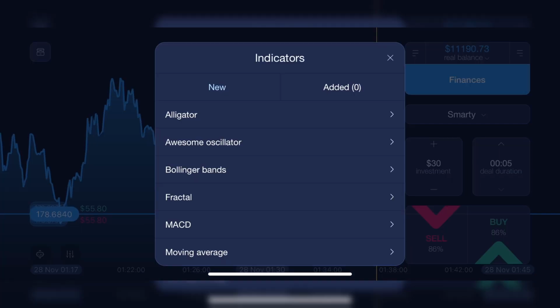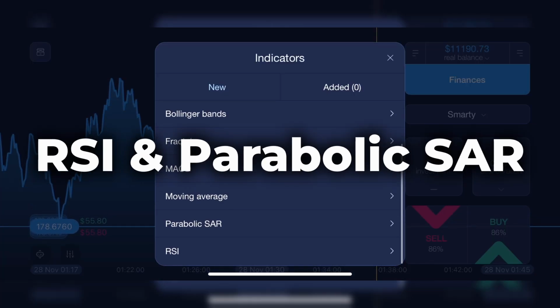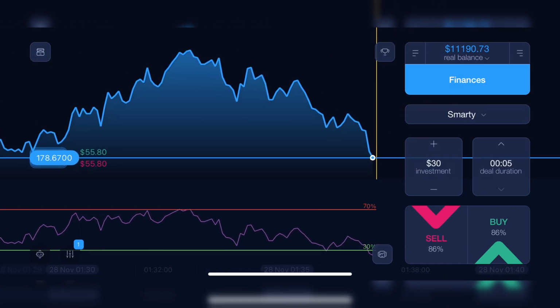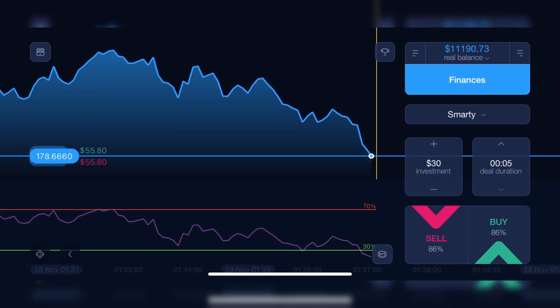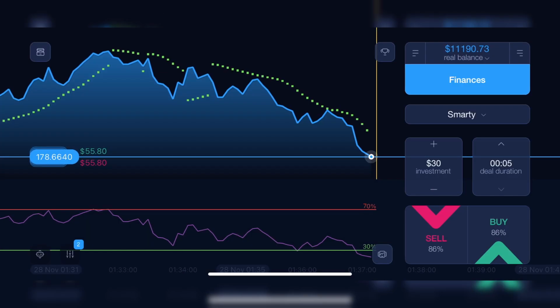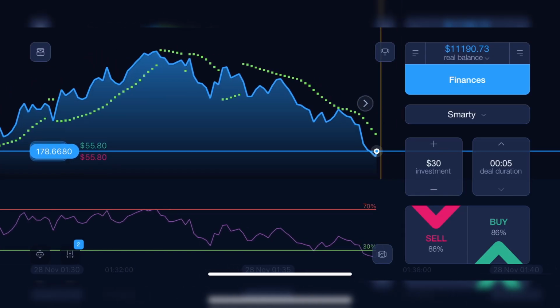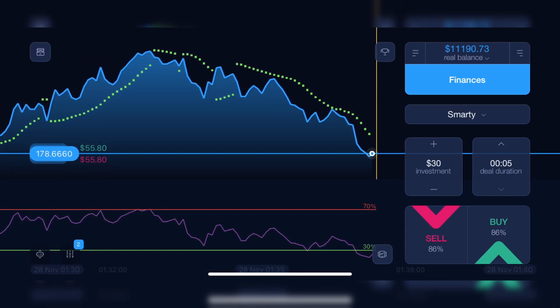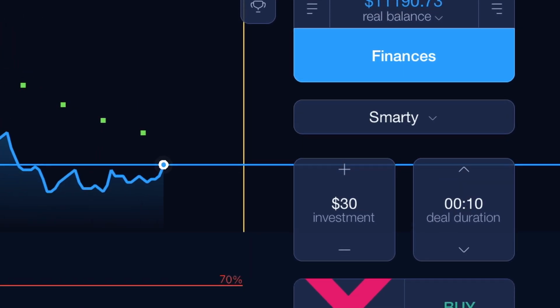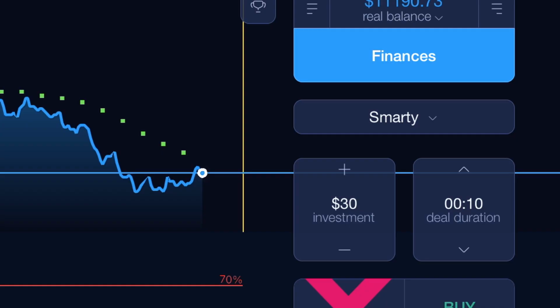Firstly, we have to add the RSI and the parabolic SAR indicators to the market. This will help us analyze the market more easily and identify any patterns in the market. Today, I will be trading on the Smarty Index, since it seems to be the most volatile and easy to analyze market at the moment.